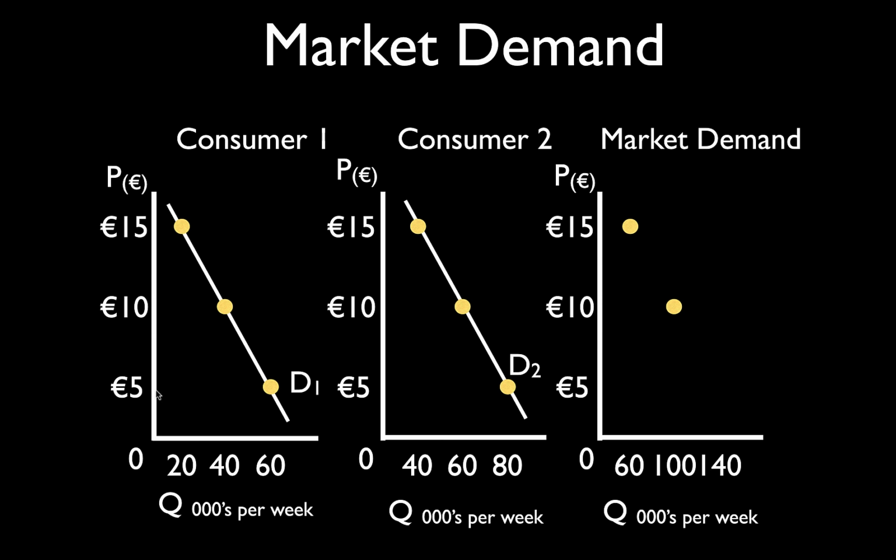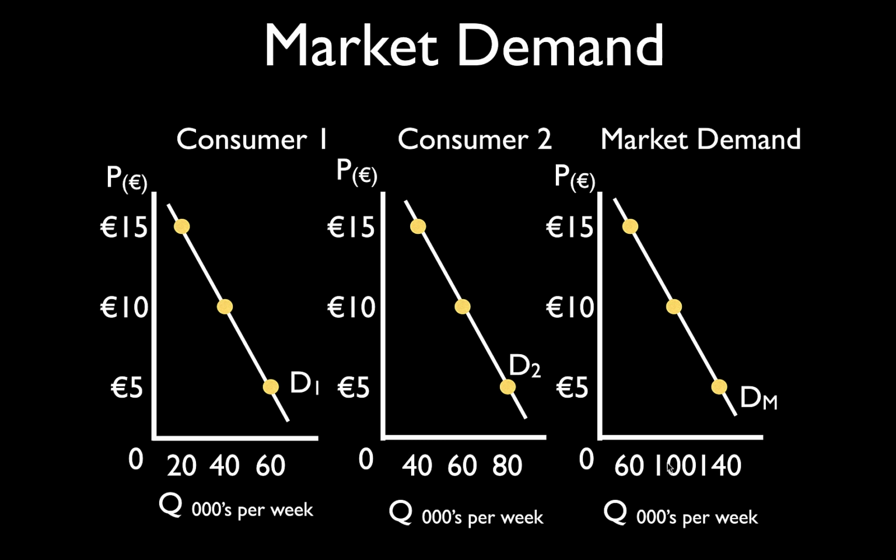Now, at a price of 5, we go out, touch it for consumer 1, that's 60 units, 60,000. At a price of 5 for consumer 2, that's 80 units, and therefore at a price of 5, that's 60 plus 80, which is 140. We join these dots. Now, where did we get these? At each price, we added across the quantities to get the horizontal sum. And that's what market demand is.